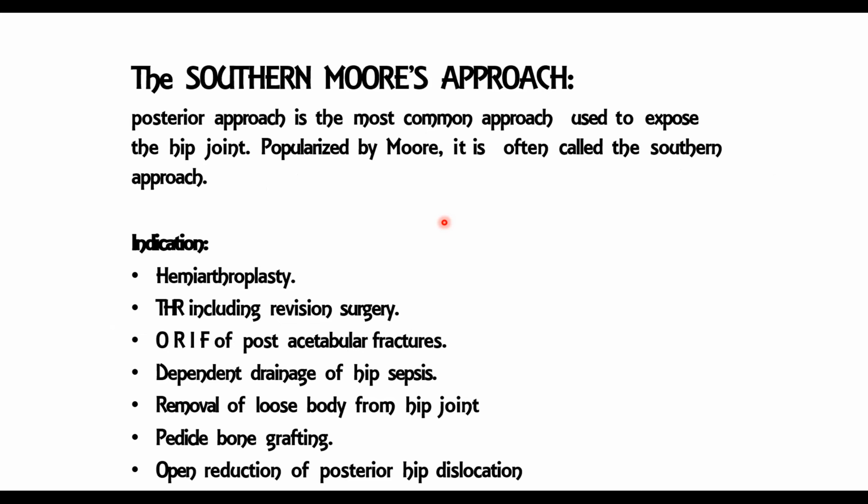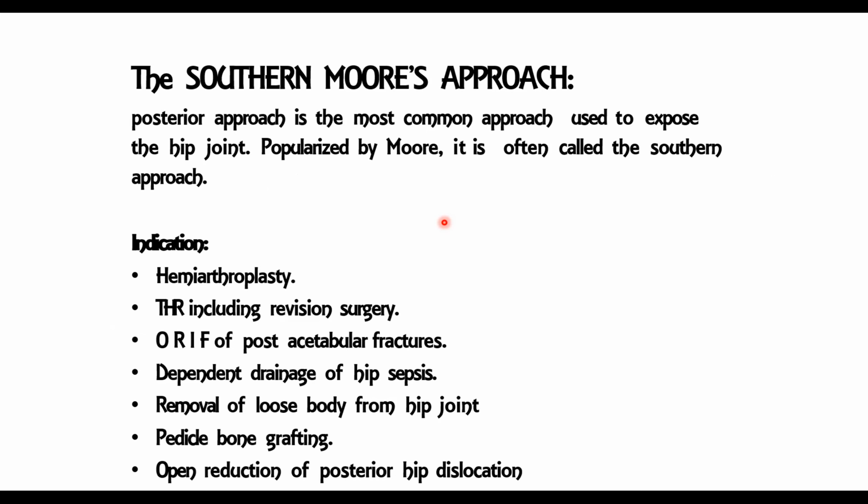So going to the Southern approach, this is the posterior approach, what everyone is interested in asking. This is the Southern approach, also known as the Southern approach because of South California. They did a lot of surgeries during that time. Indications are hemiarthroplasty, total hip replacement, posterior acetabular fracture fixation, and dependent drainage of hip sepsis.